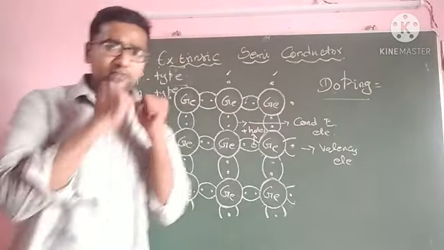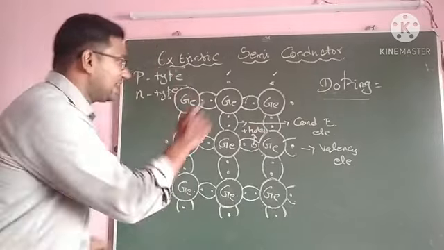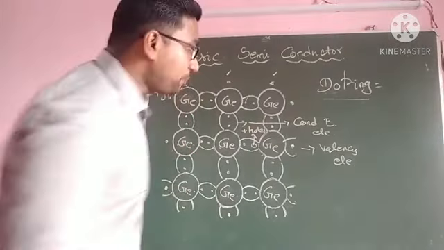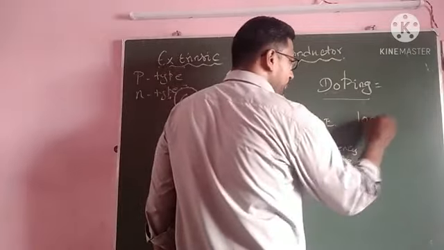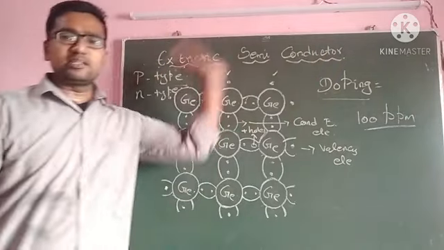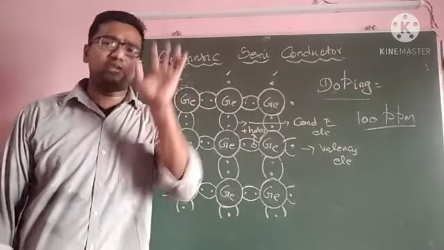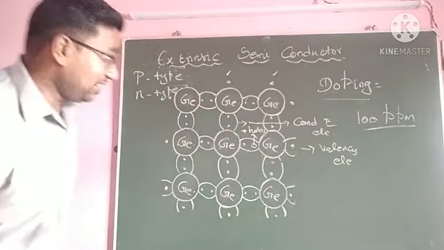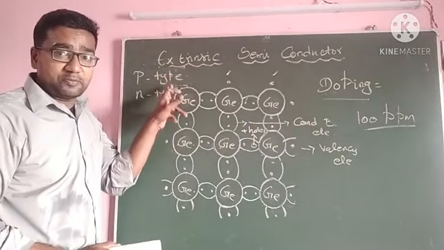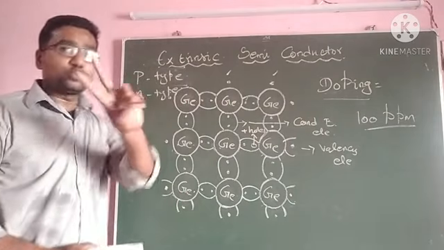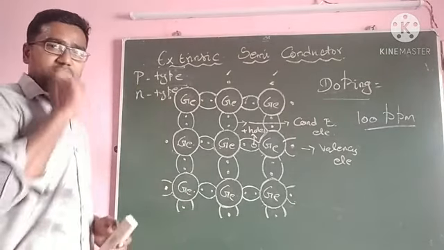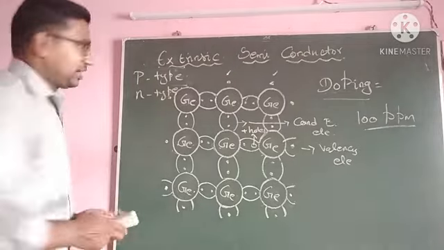Sir, how much impurity are you going to add to the intrinsic semiconductor? Sir, 100 parts per million, 100 ppm of impurities should be added to the intrinsic semiconductor. That is sufficient. By adding impure atoms, the extrinsic semiconductor is classified into two types, P and N type. Now I am going to teach the N-type semiconductor.